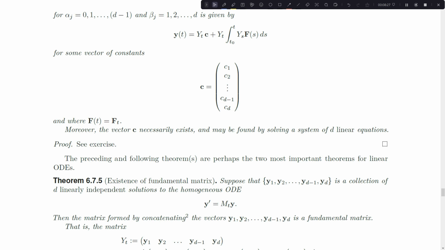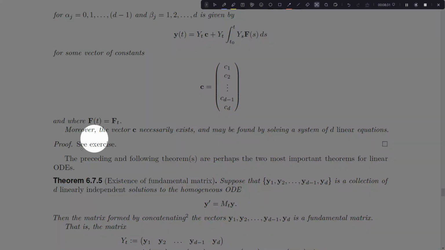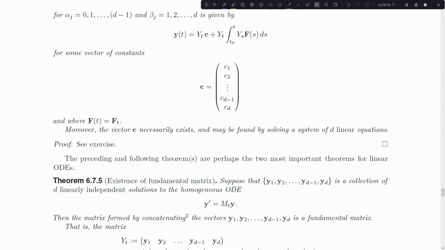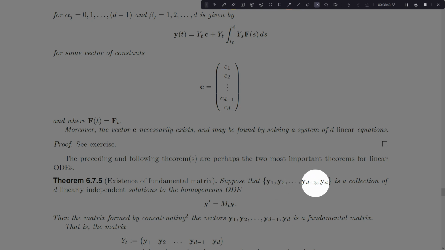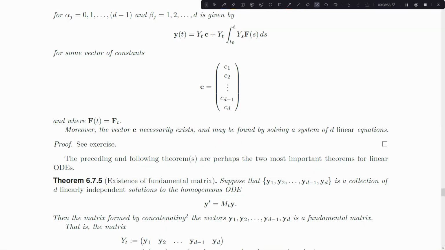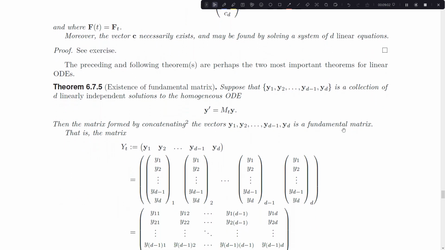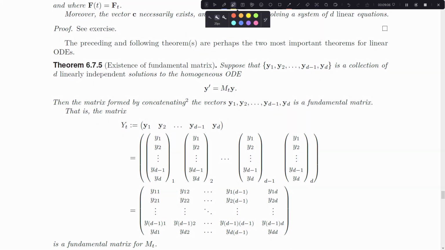Okay, so now let's talk about the most important theorem for linear ODEs. I'm calling it the most important theorem for linear ODEs, and that's the existence of a fundamental matrix. I'm saying if I have y1, y2, up to yd, a collection of d linearly independent solutions to my homogeneous ODE, so suppose for some strange reason I was able to solve for a collection of d linearly independent solutions to this ODE, then I can create a fundamental matrix just by placing each of my solutions into a matrix. This is just like when we were doing diagonalization. If I find d linearly independent eigenvectors, all I'm doing now is using d linearly independent solutions.